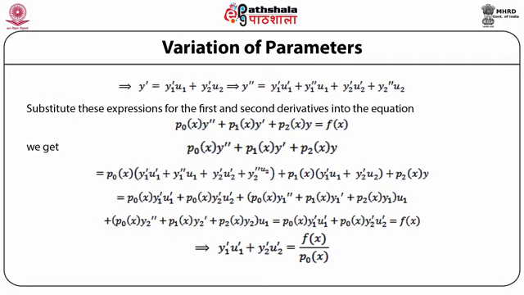Now, since the coefficients of u1 and u2 terms are 0, the RHS of the differential equation, which is f of x, will be equal to p0(x) y1 prime u1 prime plus p0(x) y2 prime u2 prime. Thus, we get y1 prime u1 prime plus y2 prime u2 prime is equal to f of x divided by p0 of x. This is the second condition to be satisfied by u1 and u2.